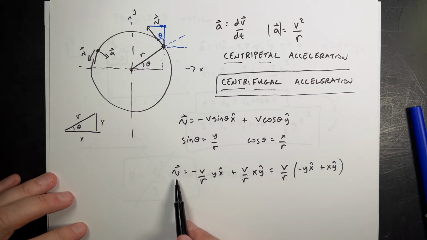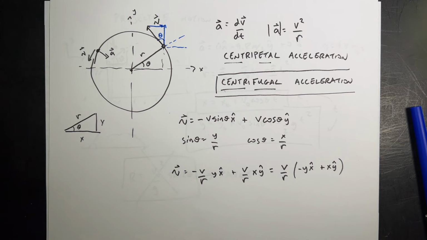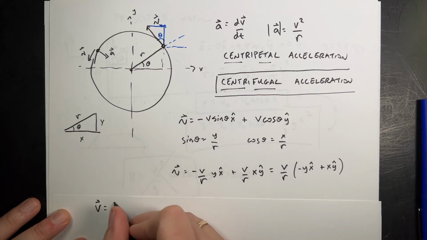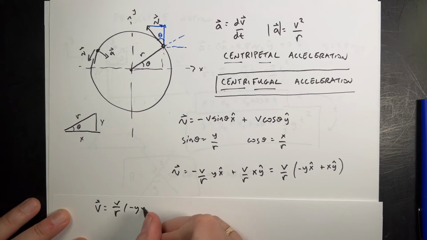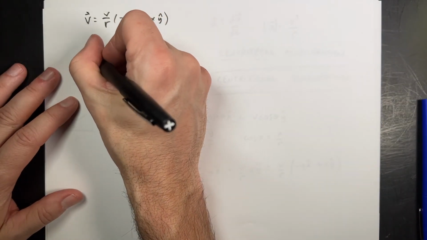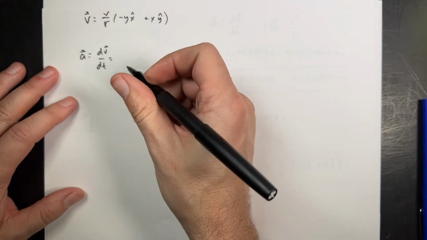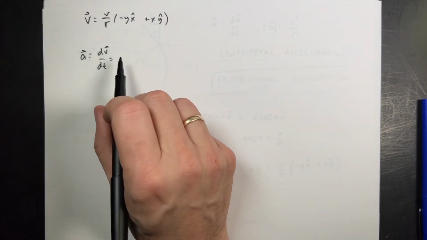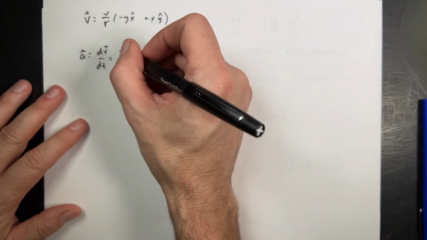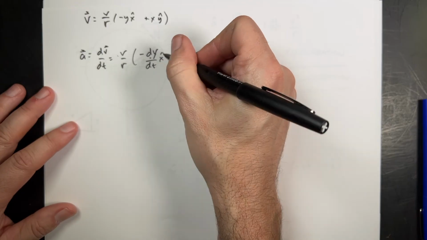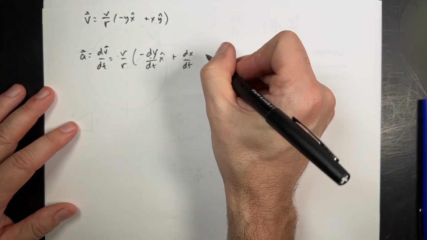But now that I know the expression for the velocity, I can derive an expression for the acceleration. So let's recopy that down because it's important. v equals v over r times negative y x hat plus x y hat. Now I'm going to take the derivative. The acceleration is dv dt. And what is constant and what is not? Well, v is constant and r is constant. It's the same size circle, moving at the same speed. So when I take the derivative, I just have to take the derivative of the stuff inside. So this is v over r times negative dy dt x hat plus dx dt y hat.